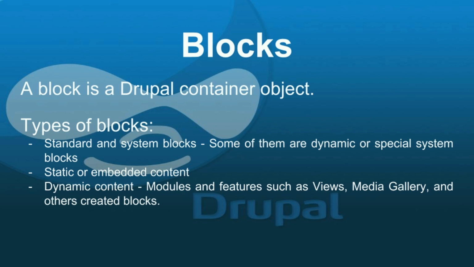There are several different types of blocks that can be used to develop your website. We have standard and system blocks. Some of them are dynamic, like recent comments or online users, and some are special system blocks, like login or search. Also, all Drupal menus are generated as blocks. Then we have static or embedded content, like text, HTML, images, maps, or other content material from the web. And in the end, we have dynamic content, modules and features such as views, media gallery, and other created blocks.